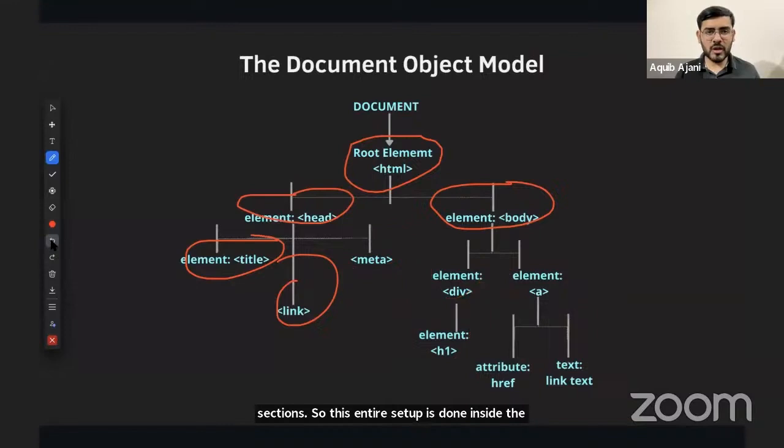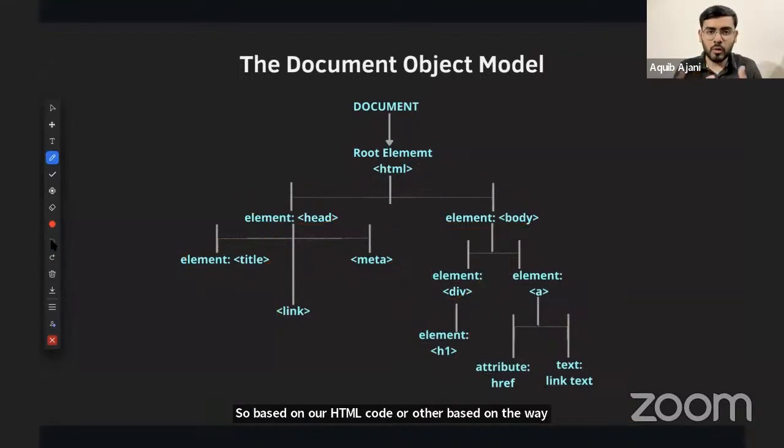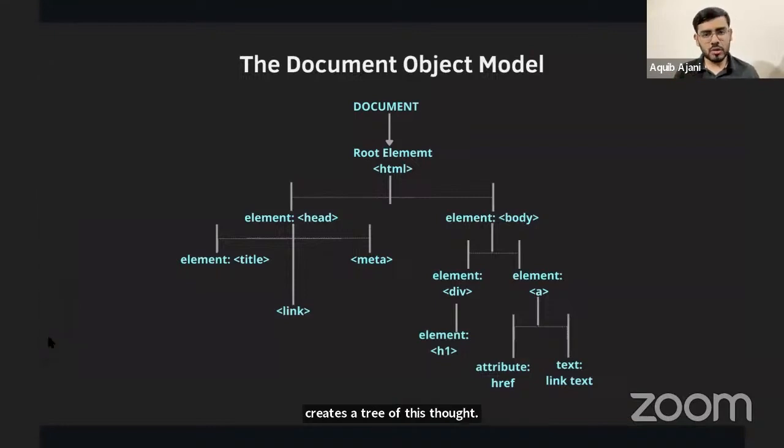So based on the way we structure our HTML code, the browser creates a tree of this sort. This is called the DOM tree or the element tree. So basically, what JavaScript lets us do is control every single aspect of this tree. That is why we call it DOM manipulation, document object model manipulation. So we can basically do anything that we want.